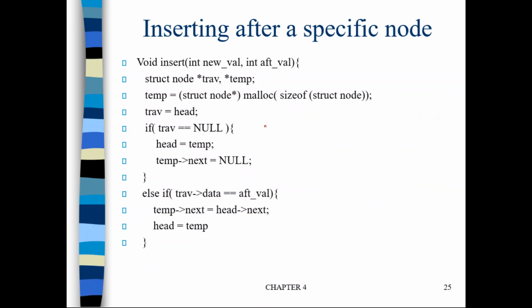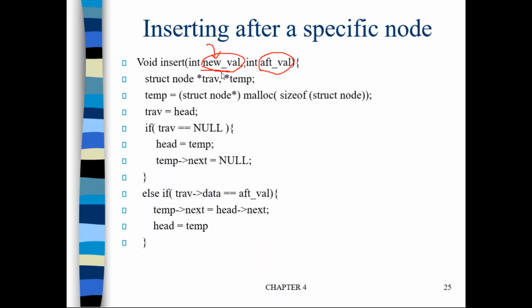Another important thing here: you see this function takes two arguments. One is the data part of the new node that is to be inserted. When you add a new node, that new node will have a data part, which we call newval. The other is after which node you want to insert. You want to insert the new node after some other node, and that node's data part we call afterval. So newval represents the new node's data part, and afterval represents the data part of the node after which you want to add the new node.